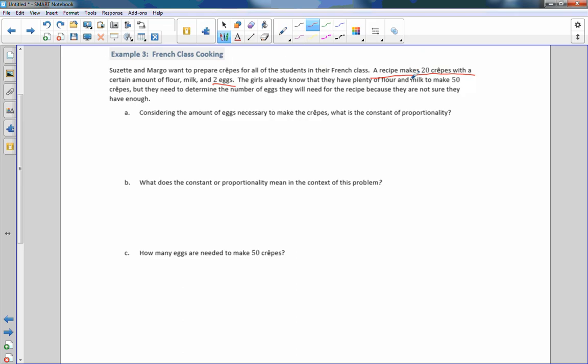The girls already know they have plenty of flour and milk to make 50 crepes, but they need to determine the number of eggs they will need for the recipe because they are not sure they have enough. So we want to set up a proportion here. So right here, 2 eggs will make 20 crepes, so I'll write that. 2 eggs for every 20 crepes. That would equal 1 egg. We're getting down to 1 unit would make 10 crepes.